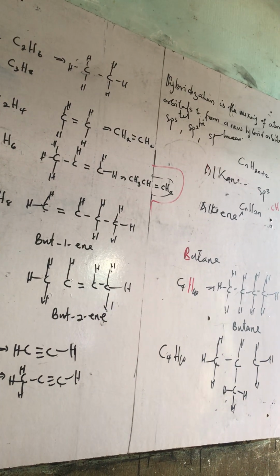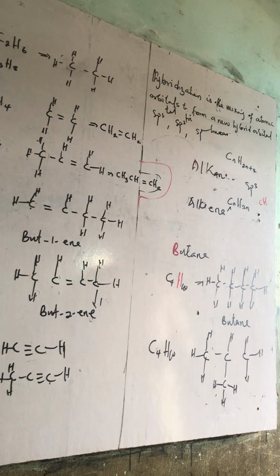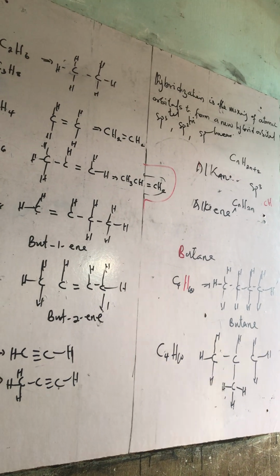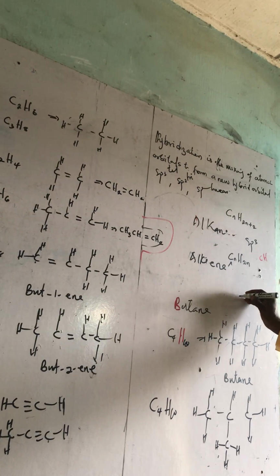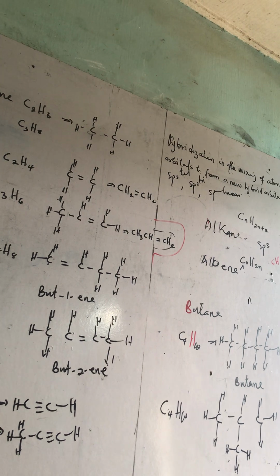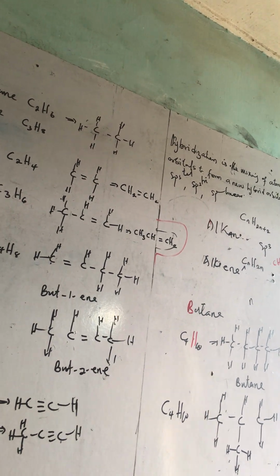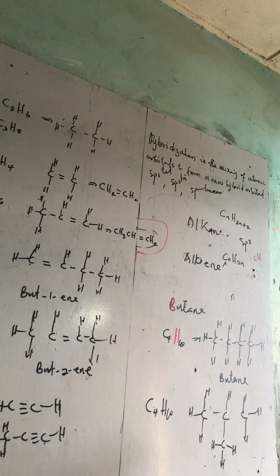So let's see. How do we name this one if this one is butane? First, we are going to count the number of carbon along the long chain. So 1, 2, 3. So when N is 3, what is it called? It is called propane. So the parent name of this structure I am having on the board is what? Propane.